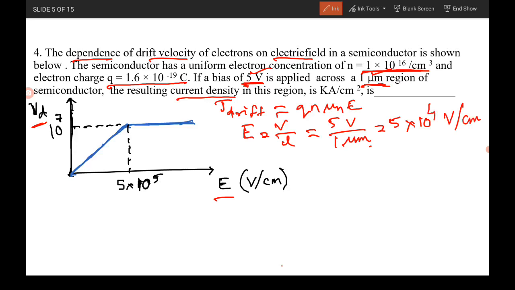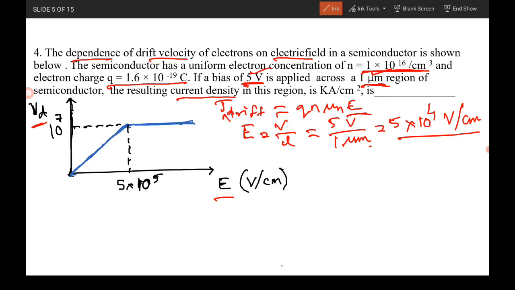So this is our electric field. Now, in this graph you can see there is a relation between the drift velocity and the electric field. So with this we can find the drift velocity. So we got the electric field here. Before calculating that, we need to find the drift velocity, and then we are going to calculate the J n drift, or the drift current density.